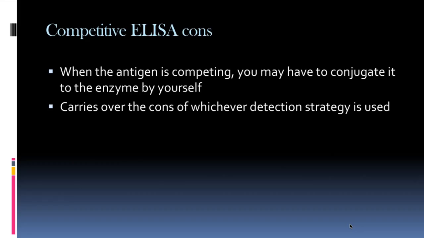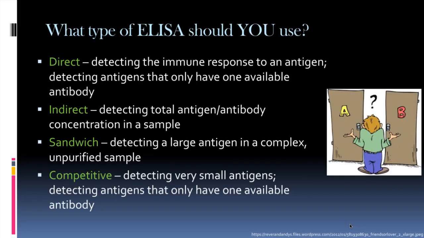Okay, so we know the 4 different types of ELISAs. What type of ELISA is best for you? Which type of ELISA should you use? Like I said, we use sandwich ELISAs a lot in our lab, and that's because we detect fairly large antigens in complex samples, such as serum, and our samples are usually unpurified. But different people do different things, right? So there are 4 different types.